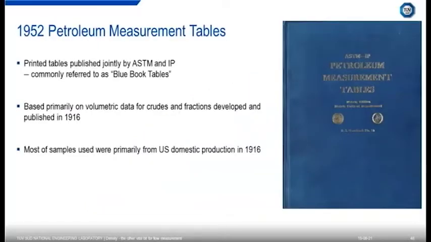The 1952 Blue Book tables are called the Blue Book tables because they were published in blue bindings, and this is an example of one we have in our library here at NEL. They were jointly published by the ASTM, American Society for Testing Materials, and the UK Institute of Petroleum. But although they were published in 1952, they were largely based on volumetric data for crudes and fractions which were published in 1916, and most of those samples were primarily from UK domestic production at that time.